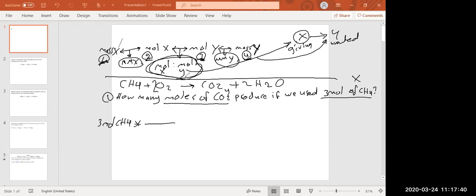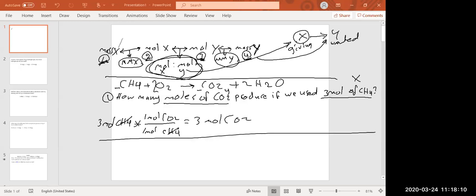Okay, here, which one will go to the bottom? Don't forget it is the X here, which is the CH4. What is the mole to mole ratio between the CH4 and CO2? From the balanced chemical equation, it is 1 to 1. So 1 mole CO2 divided by 1 mole CH4. Okay, so CH4 with the mole CH4, do the math, and we will get here 3 mole CO2.